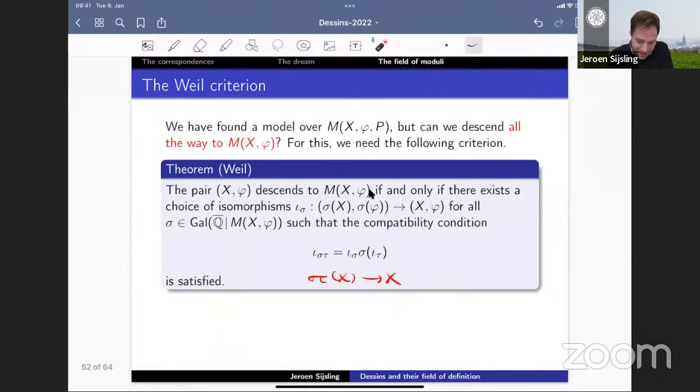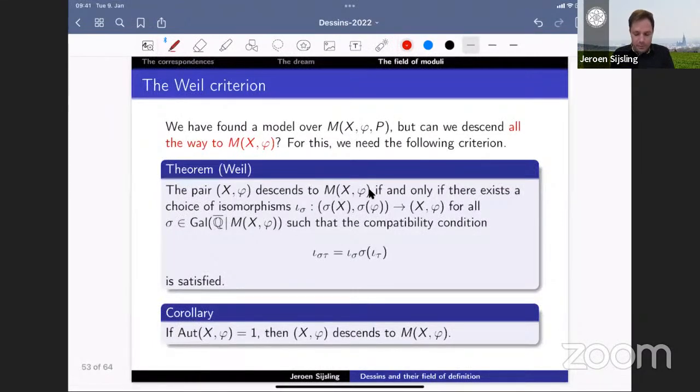This is true because, like I said, both sides here are maps from sigma tau of x to x. So if there are no automorphisms, well, then they're the same. Any difference between two isomorphisms is an automorphism of x, and it's only the identity, so they would coincide, and you will get the descent.